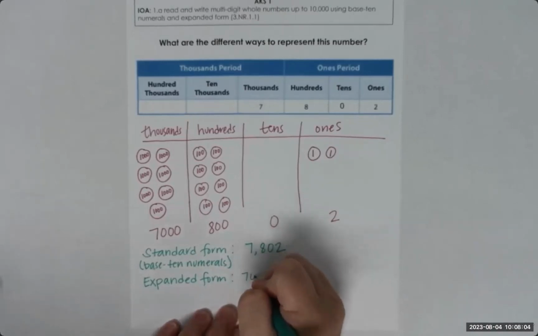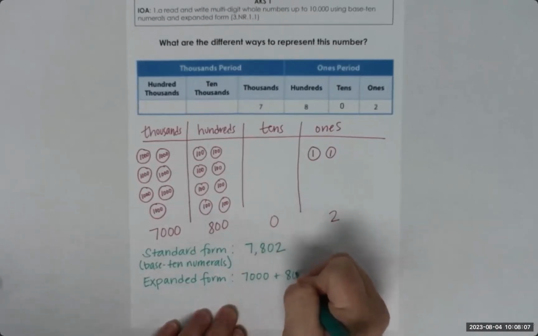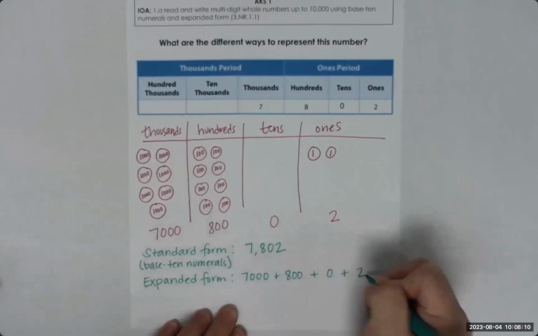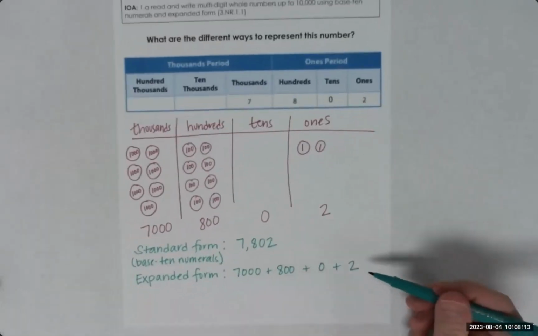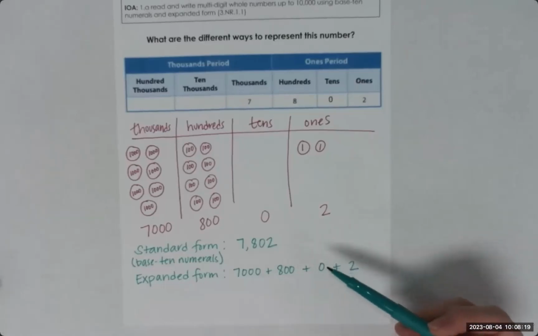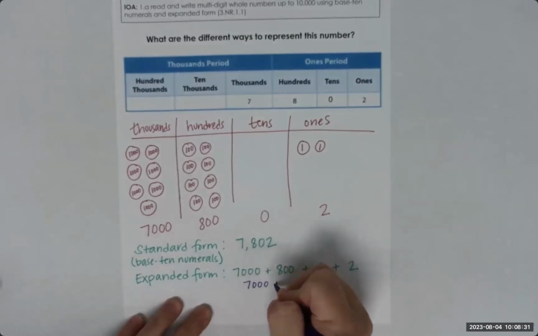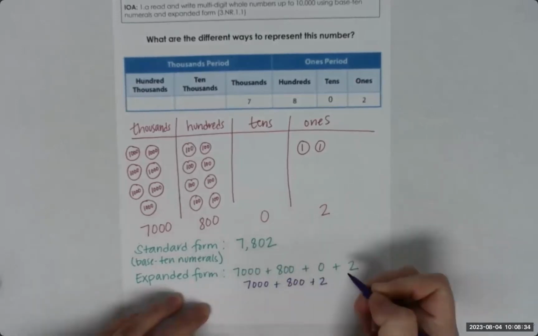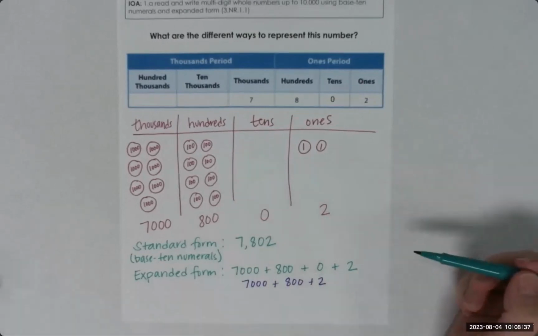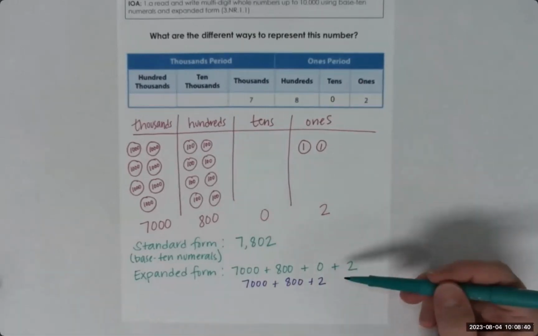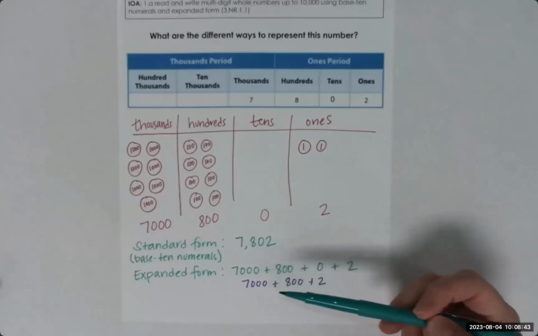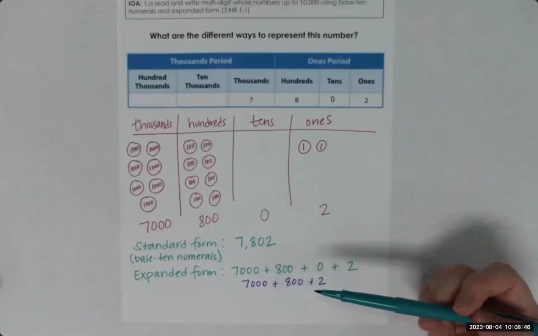So this expanded form could look like 7,000 plus 800 plus 0 plus 2. Now, when I'm working on adding and subtracting numbers, this is probably how I'm going to want to write my expanded form because it is showing that I have 0 tens for this number. So it's really helpful when I'm adding and subtracting to know that that place value is a 0. However, it is still correct if students write 7,000 plus 800 plus 2. Both ways are correct. Now, one can argue, we could go through and write this number out as 7,000 plus 700 plus 100 plus 2.